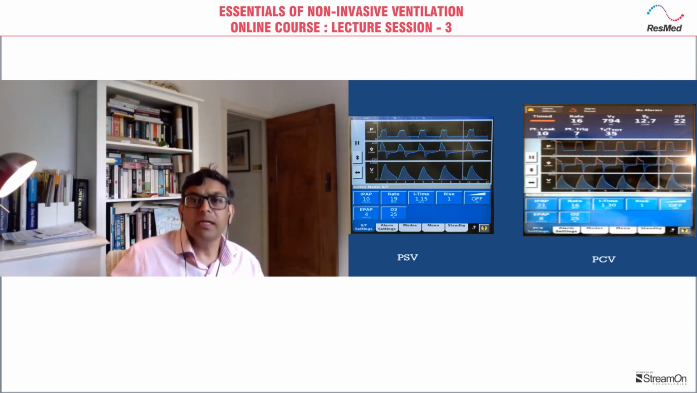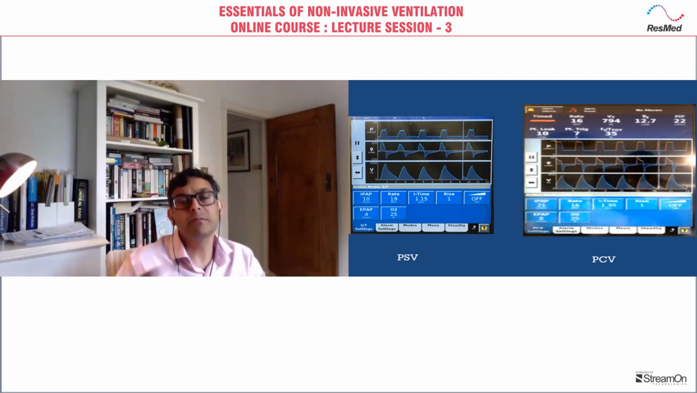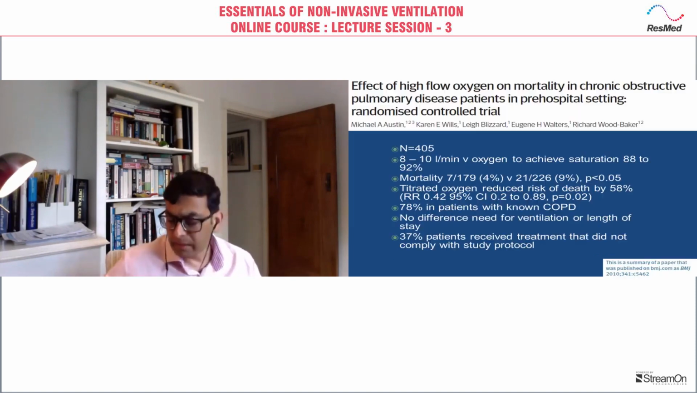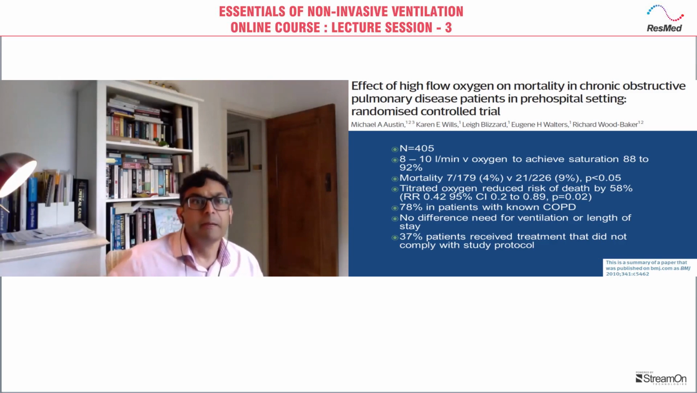On the right-hand side of the screen, you've got pressure controlled mode, and you can see the flow pattern is much squarer. It's the machine which is deciding what is the inspiratory pressure, how fast the patient will breathe, and, not only that, in addition it will also decide when the machine will go into exhalation. So this is controlled ventilation, and in both cases we can see that we have managed to get the ventilation really perfect.